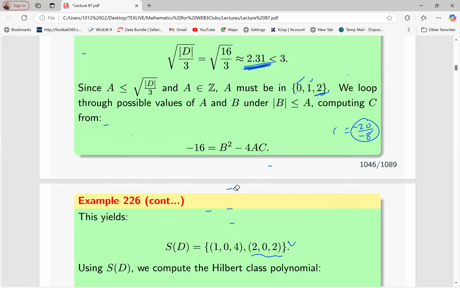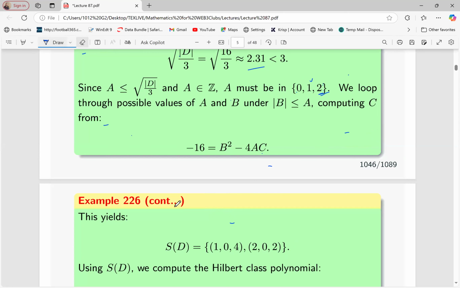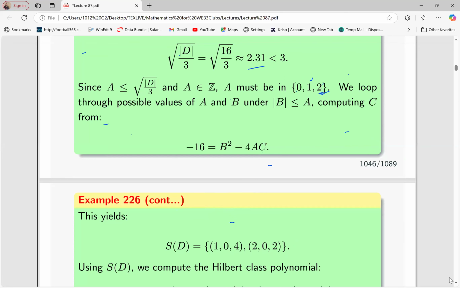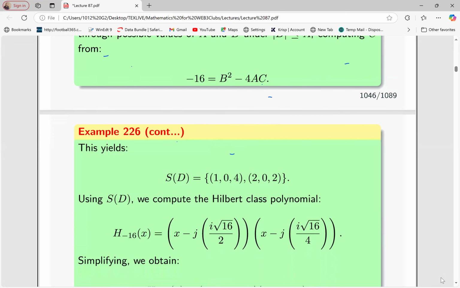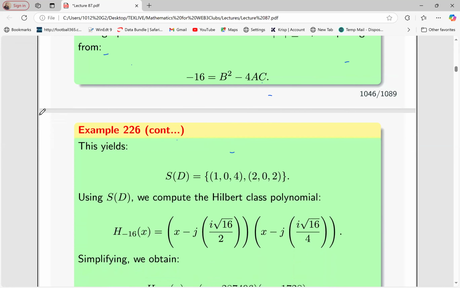Now, when D is negative 16, we have these two values, sets ABC. So we proceed with them to find our J invariant. And the J invariant formula is X minus j into the modulus of the discriminant out of the usual measurement.